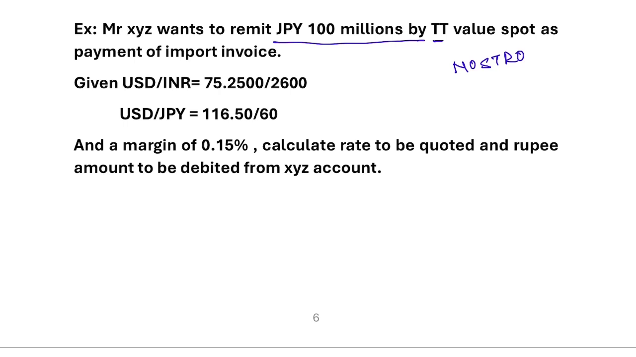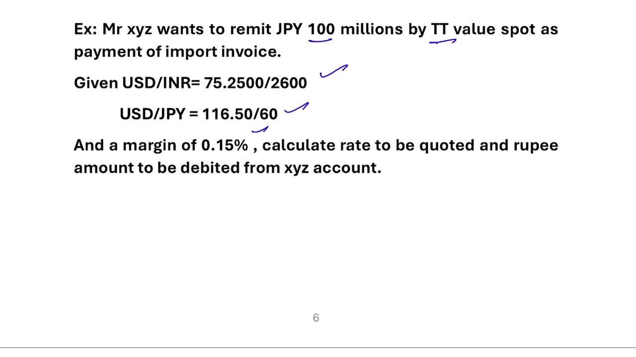Suppose our SBI is there, or any domestic public sector bank. They will maintain a foreign currency account in foreign banks like Bank of America. That account is known as Nostro account. So Mr. XYZ wants to remit Japanese yen of 100 million by TT, on spot basis. He has given the input values, USD by INR, USD by Japanese yen, and also add margin 0.5%. Calculate the quote. The quote we need to calculate.